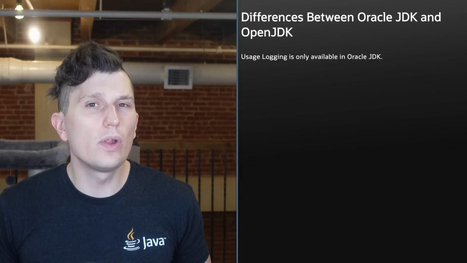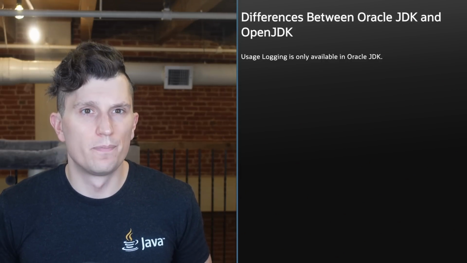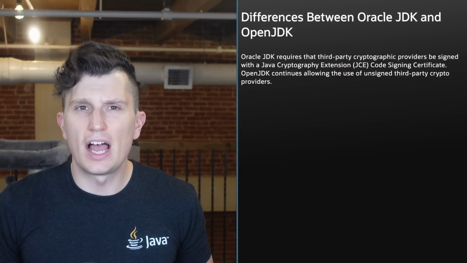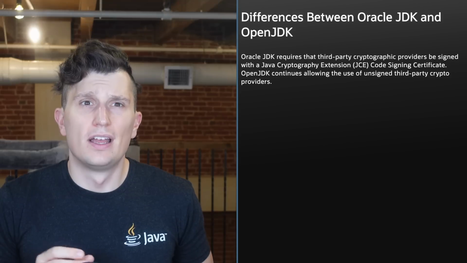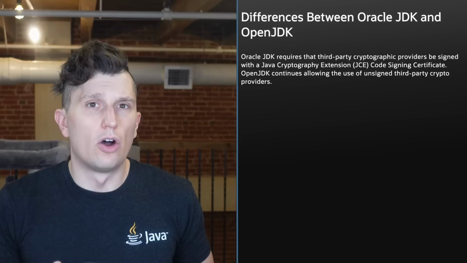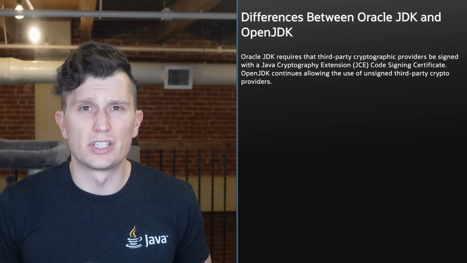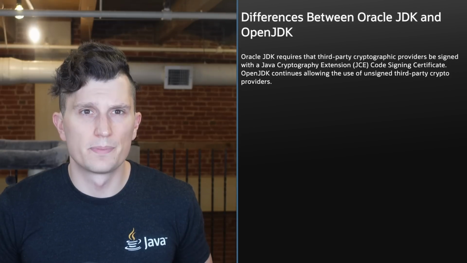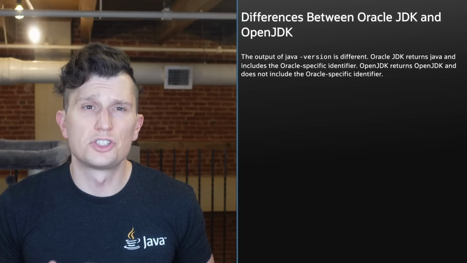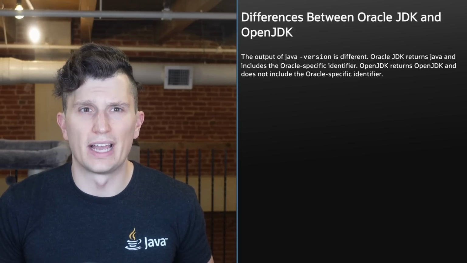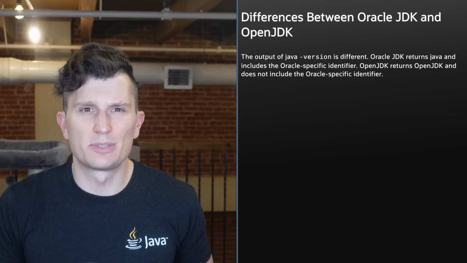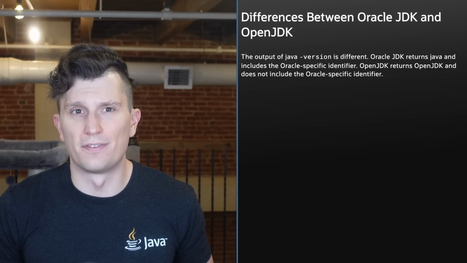Usage logging is only available in Oracle JDK. Oracle JDK requires that third-party cryptographic providers be signed with a Java Cryptography Extension (JCE) code signing certificate. OpenJDK continues allowing the usage of unsigned third-party crypto providers. The output of java -version is different. Oracle JDK returns Java and includes the Oracle-specific identifier. OpenJDK returns OpenJDK and does not specify the Oracle-specific identifier.